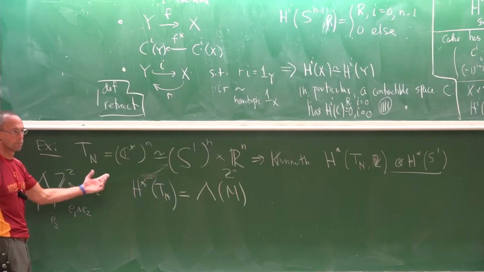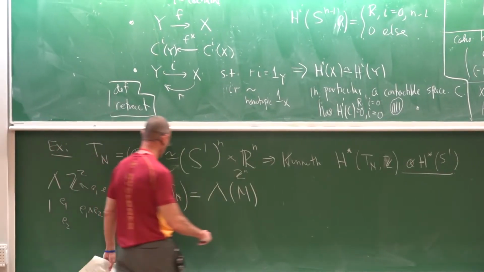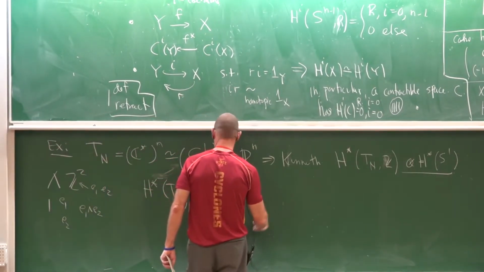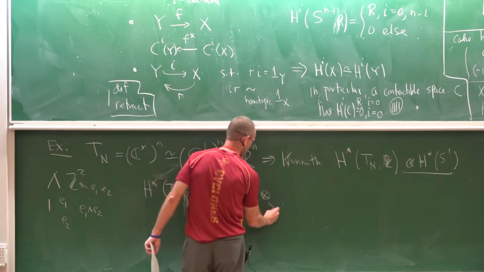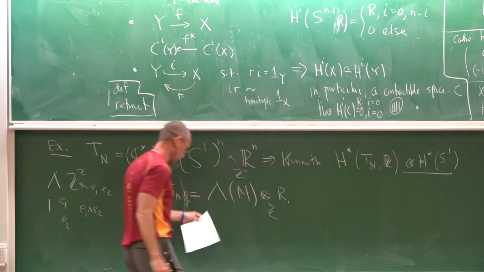So I have this little weird ring here. So that's the cohomology ring of the torus. And if I had some choice of coefficients R, then this is just tensored over Z with R. So there's the cohomology ring of the torus.